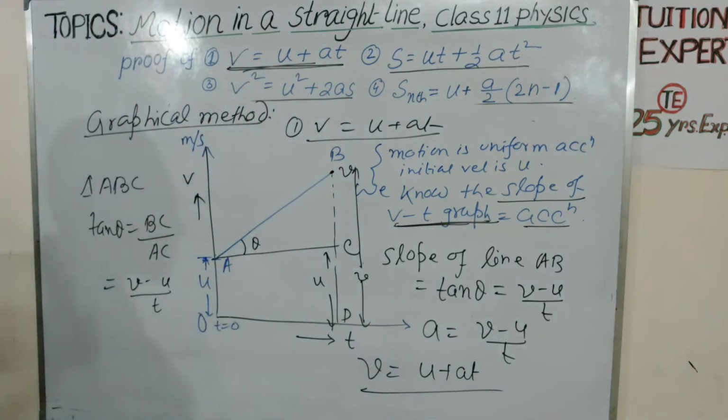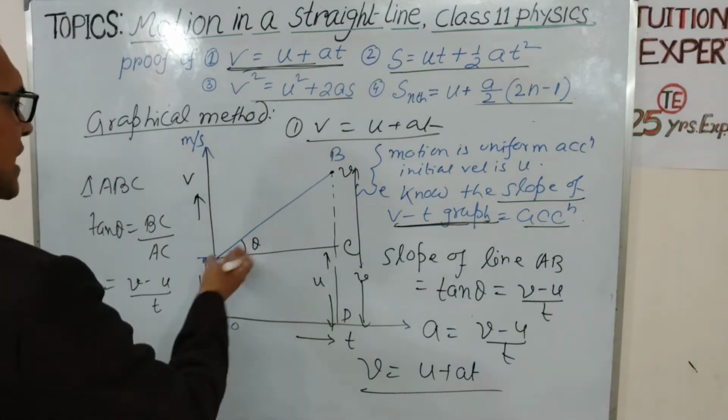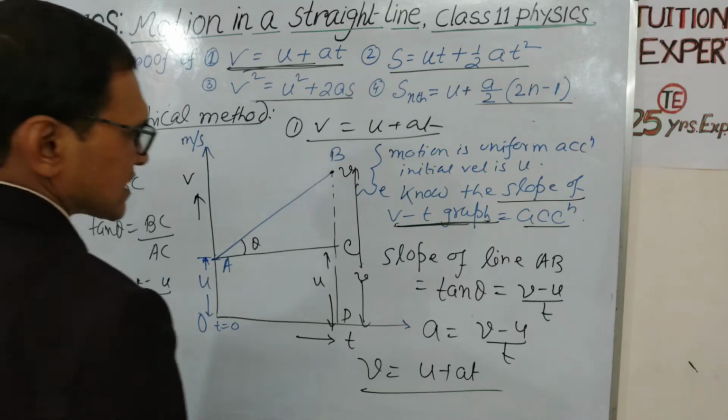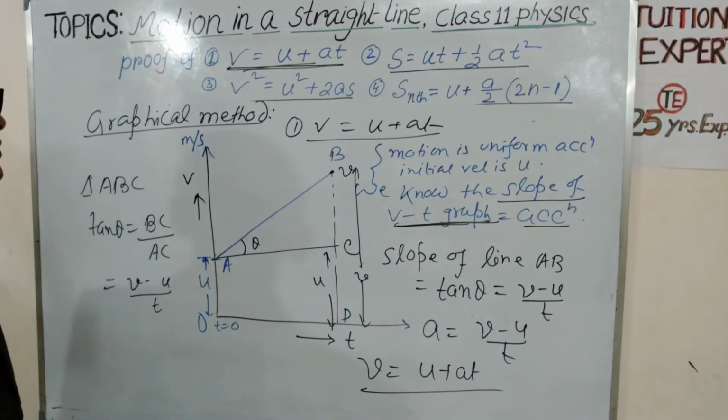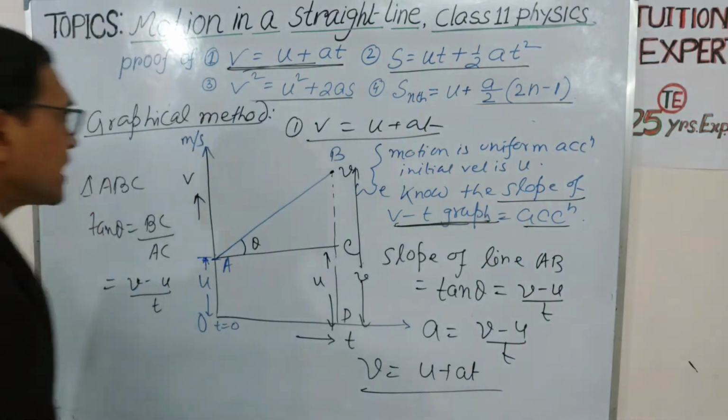This is the proof. Here the theory used is that the slope of any line in a VT graph equals acceleration. This theory is used here.